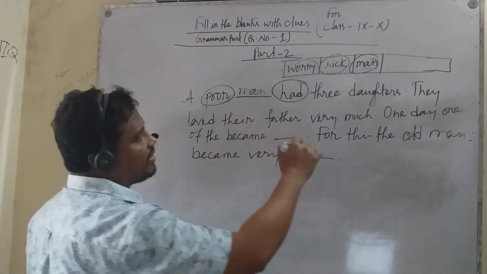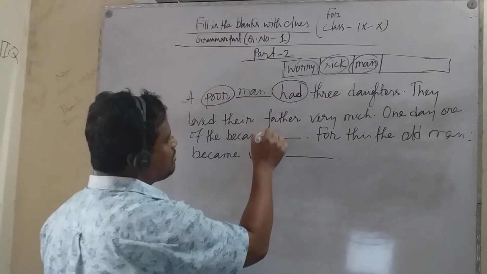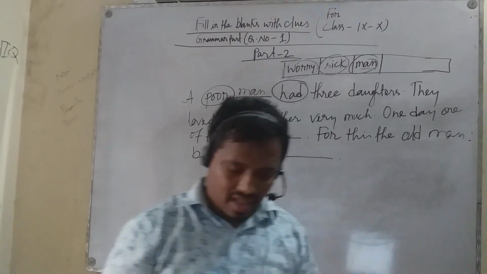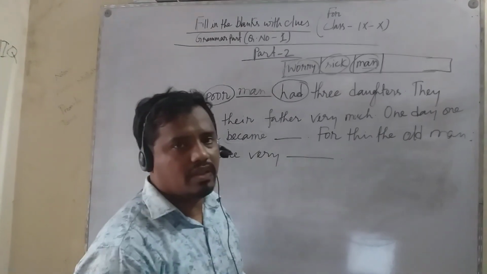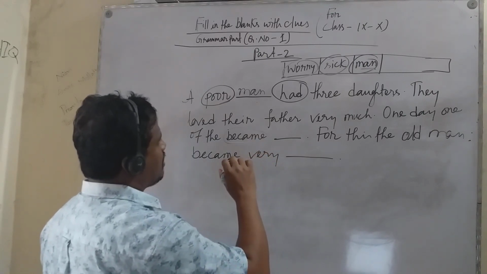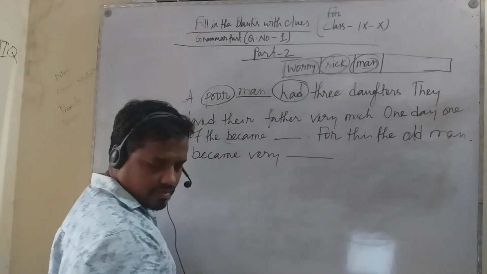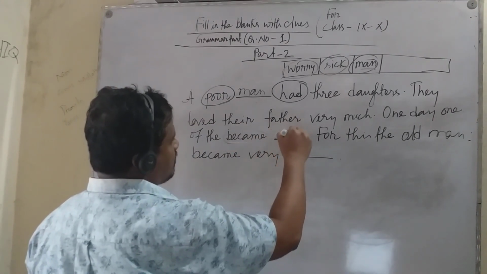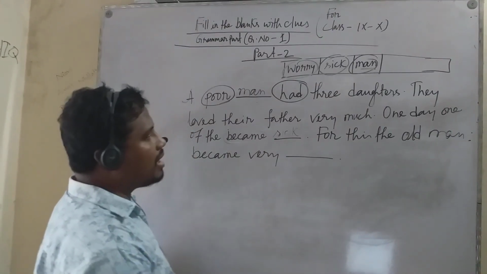Now, they loved their father very much. One day, one of them became. Became is a verb. In my last class, I discussed that you can use an adjective after a verb also. After became, you can use sick. One day, one of them became sick.